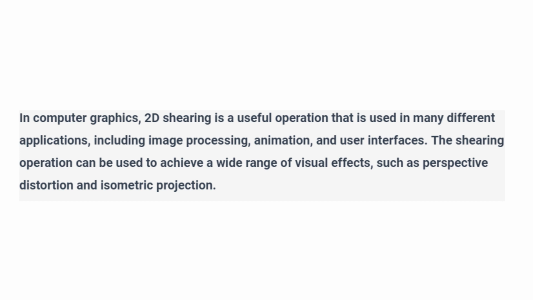In computer graphics, 2D shearing is a useful operation that is used in many different applications, including image processing, animation, and user interfaces. The shearing operation can be used to achieve a wide range of visual effects, such as perspective distortion and isometric projection.